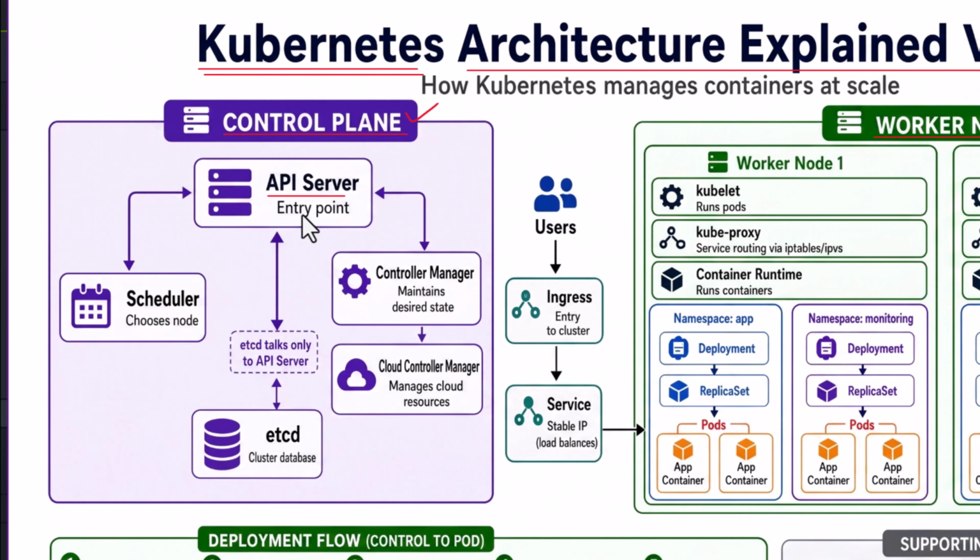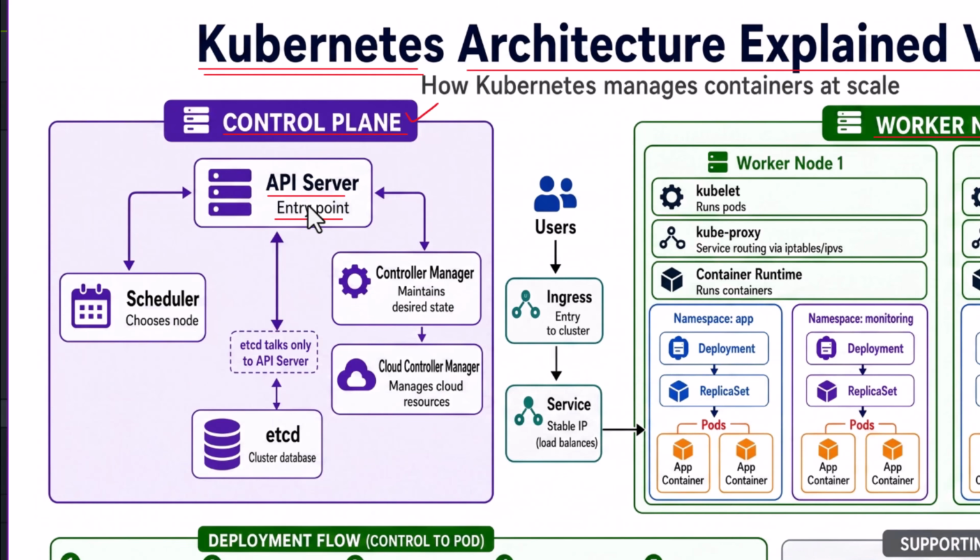The API server is the entry point of Kubernetes. Whenever we use kubectl, YAML files, dashboards, or automation tools, they communicate with Kubernetes through the API server. For example, when we say, run 3 copies of my application, that request first goes to the API server. The API server validates the request and accepts it. So in simple words, the API server is the front door of the Kubernetes cluster.